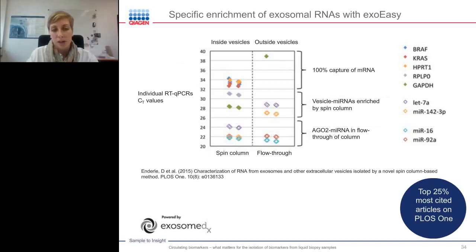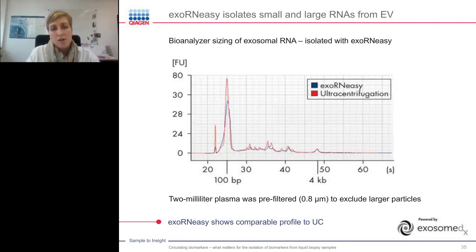All of these results are also published in a publication from 2015 that we did together with our colleagues from Exosome Dx, and this publication is among the top 25 most cited articles in PLOS ONE. This article also goes a little bit more into comparing the performance of this exosomal RNA isolation technique with ultracentrifugation, and you see here that these two techniques show very comparable size distributions of the RNA that's been isolated.